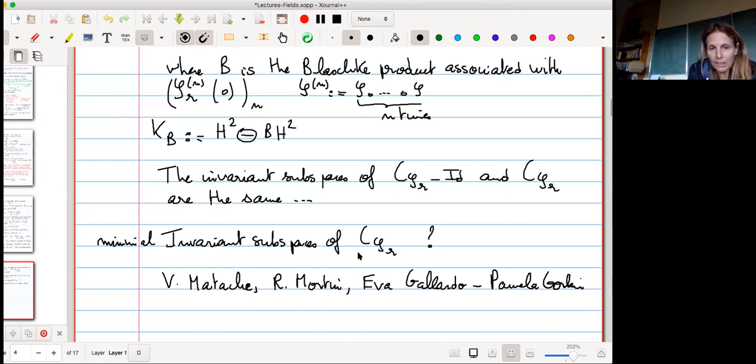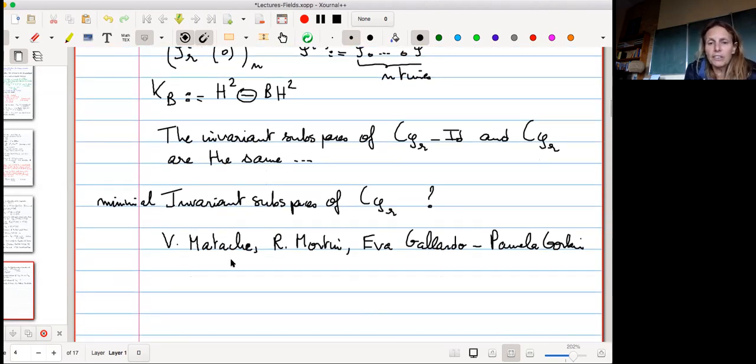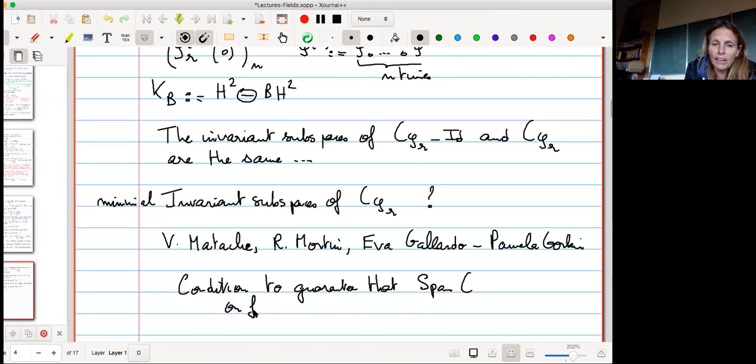They were interested in the invariant spaces of C phi R generated by a function, and they obtained conditions on the regularity of the function at one and minus one, which are precisely the points where phi R has a fixed point. They obtained a condition on F to guarantee that the span of C phi R and F, and you take the closure, is not minimal.